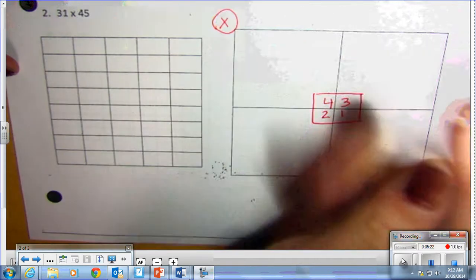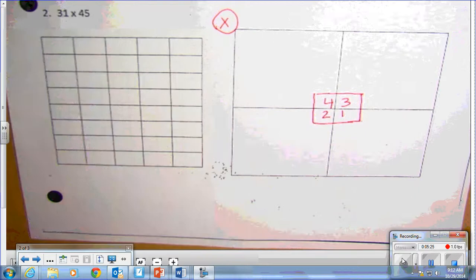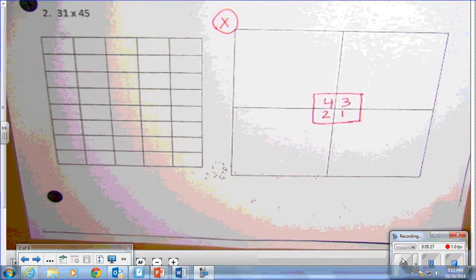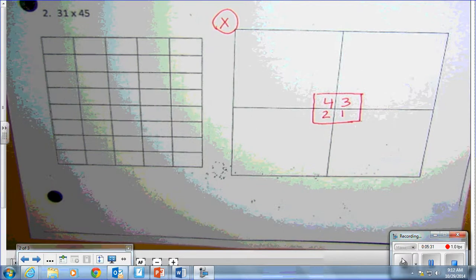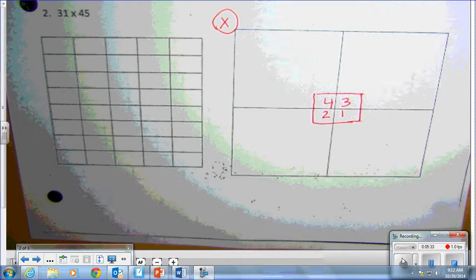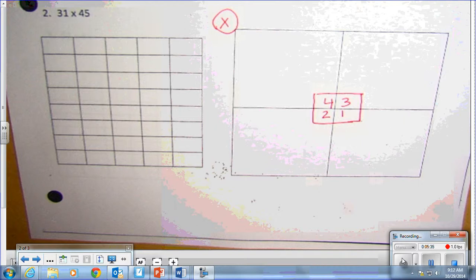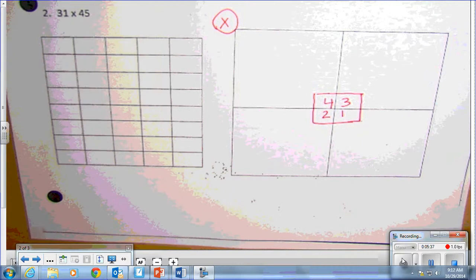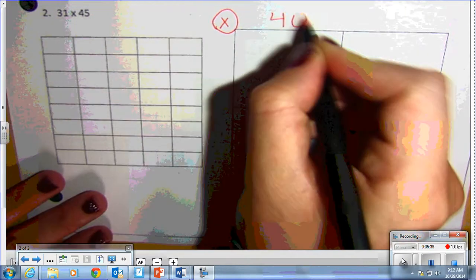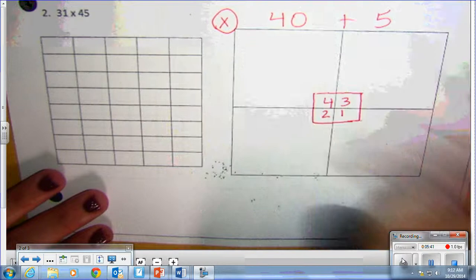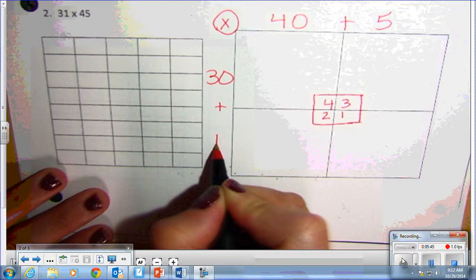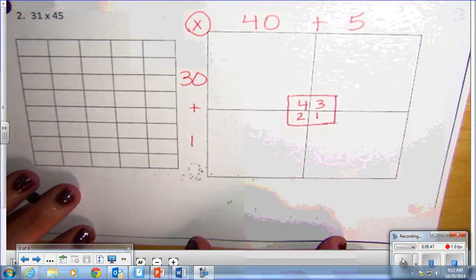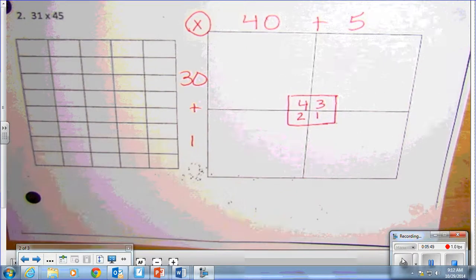What number do you think I'm going to put in expanded form up at the top? 41. 45. 45, very good. 45, because that's our largest number. So I'm going to take 45 and put it in expanded form. And then I'm going to take 31 and I'm going to put it in expanded form. All right, so you're going to help me solve.